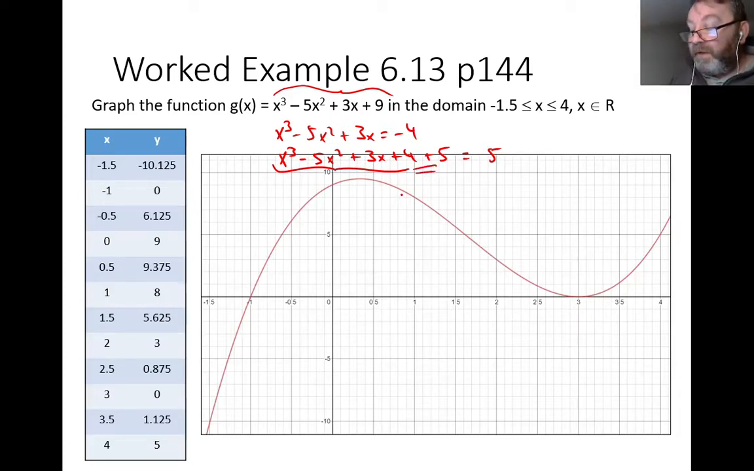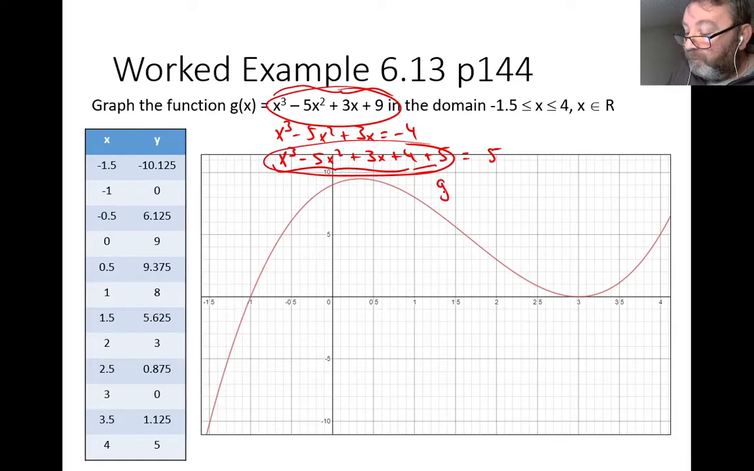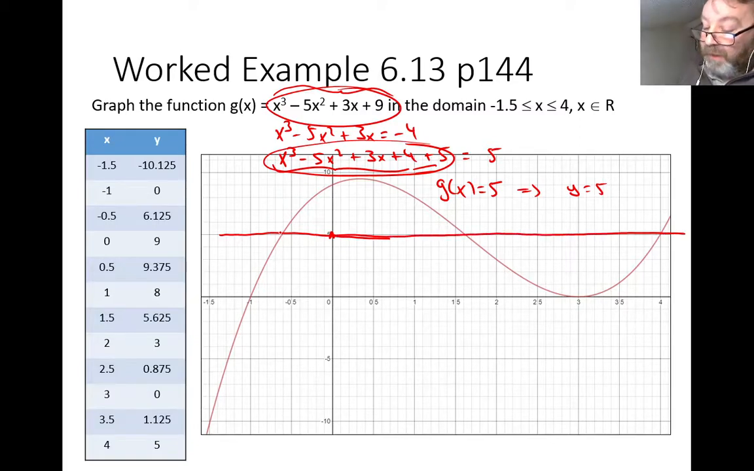So in doing that, I have allowed the left-hand side to be exactly the same as the original function, which means I can replace it with g of x is equal to 5, which basically means, because the name of every function is y, y equals 5. And what I do there is, again, I go to the y-axis, I find the point 5, and I draw a line through. Like this. And every time it cuts the graph, I drop a perpendicular downwards onto the x-axis like so. And those three x values are the solutions.